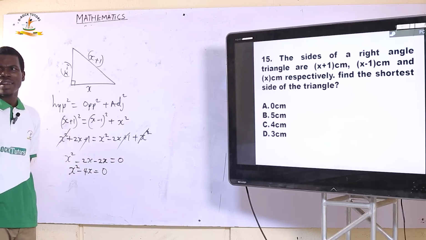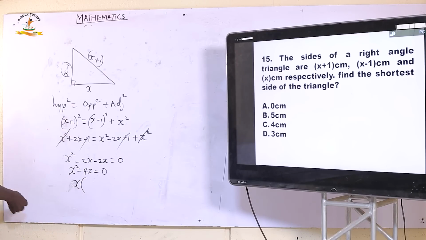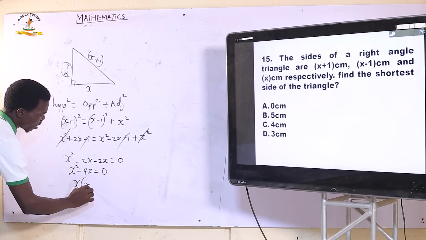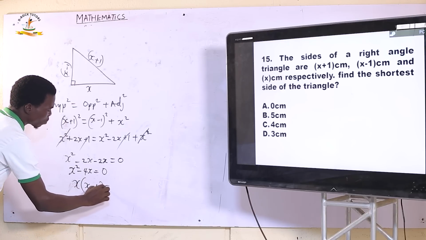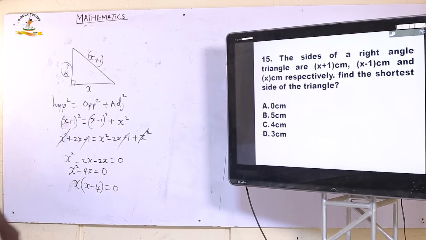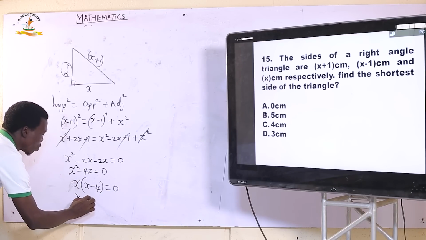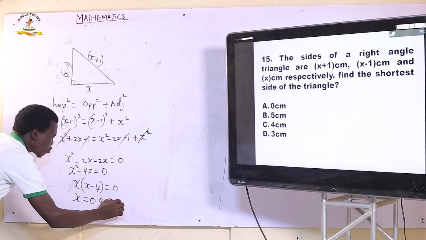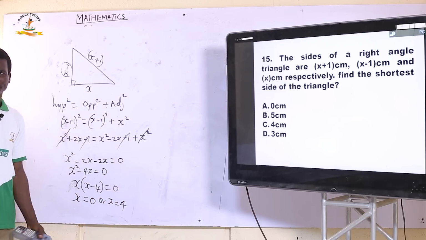Something is common, that is what? X. So my x here can be factorized, and what am I left with here? I have x minus 4 equals 0. So this is literally a quadratic equation solved simply, and they say x equals to 0 or x equals to 4. So our side can be 0 or 4.